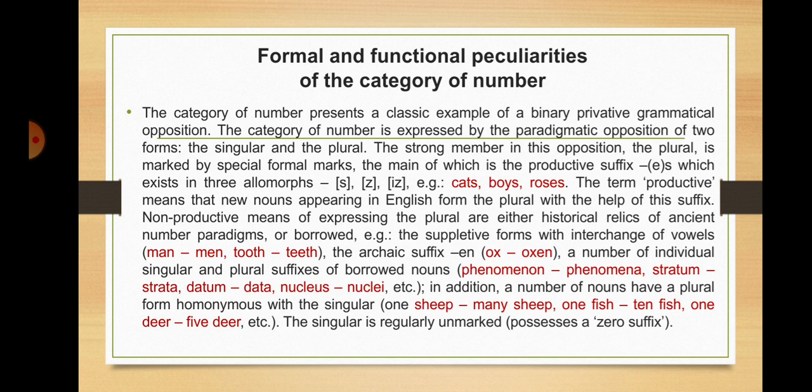Non-productive means of expressing the plural are either historical relics of ancient number paradigms or borrowed. The suppletive forms with interchange of vowels: man, men, tooth, teeth; the archaic suffix -en: ox, oxen; a number of individual singular and plural suffixes of borrowed nouns: phenomenon, phenomena, stratum, strata, datum, data, nucleus, nuclei. In addition, a number of nouns have a plural form homonymous with the singular: one sheep, many sheep, one fish, ten fish, one deer, five deer. The singular is regularly unmarked.